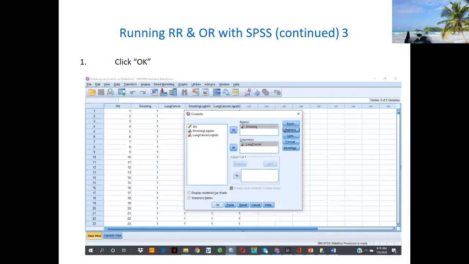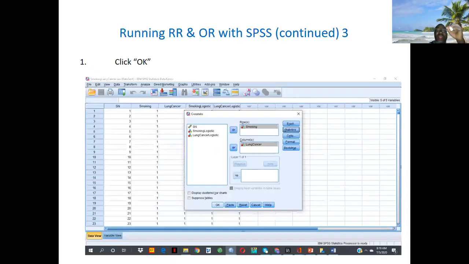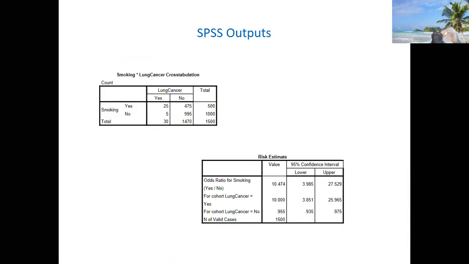So the calculation of the confidence interval, the formula is there, but it's a little bit complex. I don't want to bother you with that, but when you run it with SPSS, it gives you the confidence interval. So I want us to look at that and know how to interpret the confidence interval. Look at the first one. This is the odds ratio and relative risk of 10, and the confidence interval between 3.85 and 25.965.